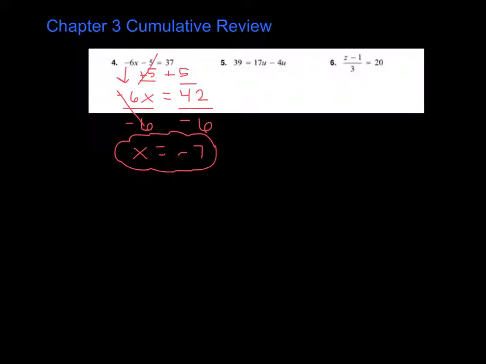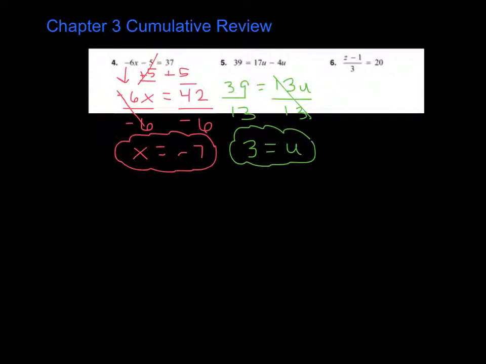Okay? All right, for number 5, notice that I have 17u and 4u on the same side of the equal sign. So if they're on the same side, the first thing I need to do is combine those like terms. So I'm going to go ahead and write 39 equals, and then I'm doing 17u minus 4u, which is 13u. Now I can go ahead and solve for u. So the opposite of multiplying by 13 would be to divide by 13, so I'm going to do that on both sides. And when I do 39 divided by 13, I find out that u must be equal to 3.